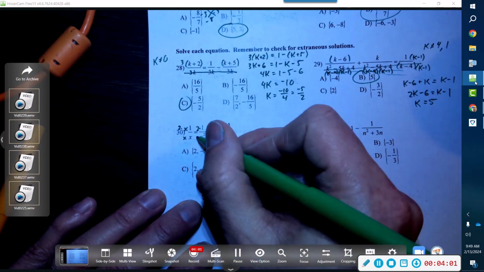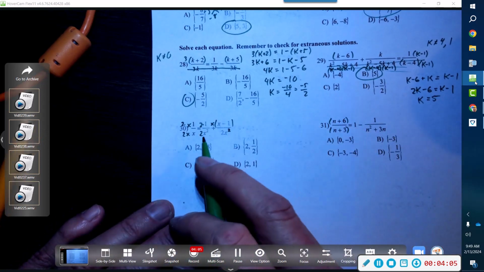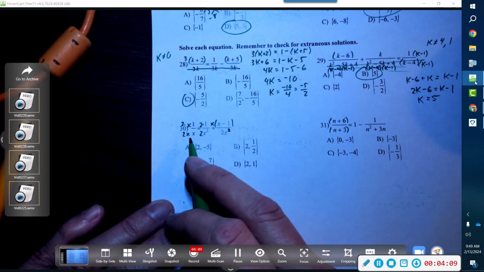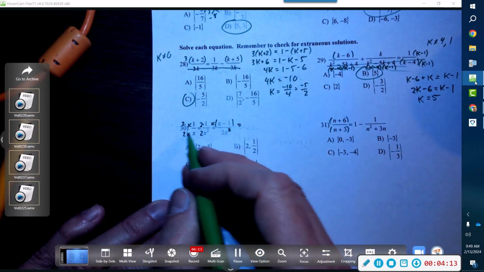Okay, so that we get a 2x squared. So I had to give him a 2, had to give him an x, had to give him a 2 and an x. He needed both. So now that they are all even, we can cross them out.